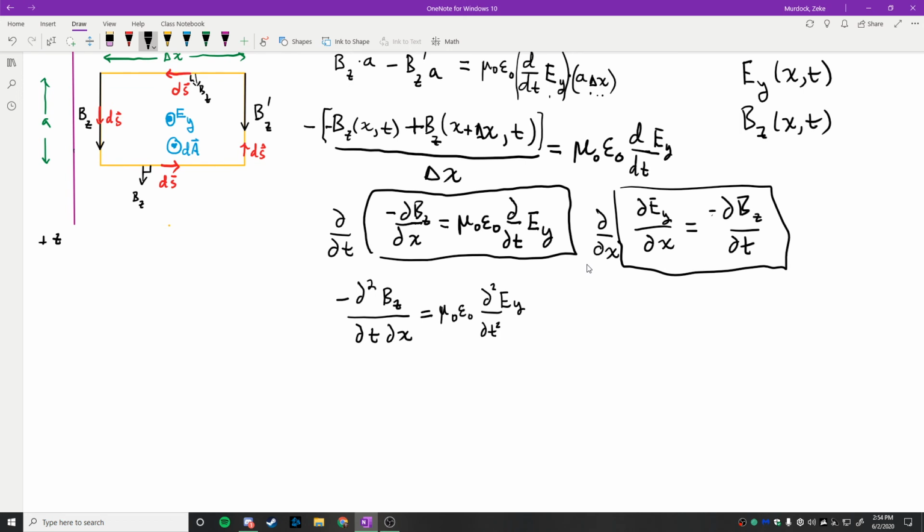For the one over here, on the left-hand side, it's going to become the second derivative of Ey with respect to x. And on the right-hand side, we're once again going to get the same mixed partial, I believe. That's going to be the partial derivative of Bz first with respect to x and then t, right?